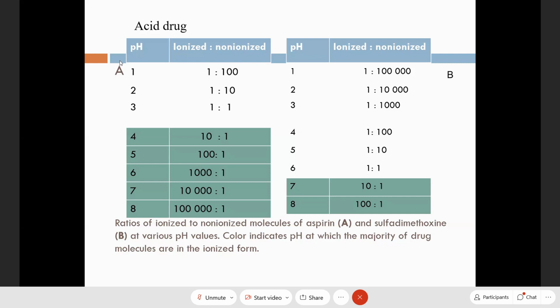Do you know what coccidia is? It's a parasite. Have you come across coccidiosis? Anybody? Okay, never mind, later on you will know. I won't go into detail. Later, when I discuss parasitic drugs and bacterial drugs, then I will go into detail. This is just an example. So here we have two drugs, aspirin and sulfadimethoxine, A and B.